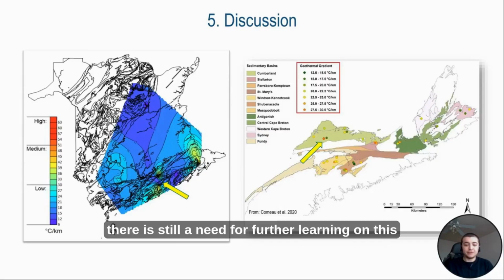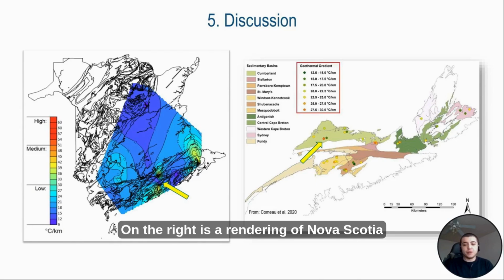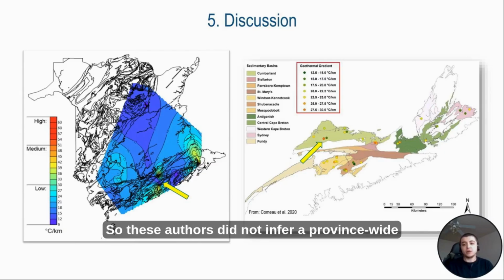However, there is still a need for further learning on this matter. On the right is a rendering of Nova Scotia with some of their calculated geothermal gradients as these little colored dots. So these authors did not infer a province-wide map by connecting their data points, so ignore the block colors in the background. We can see where this yellow arrow is pointing.